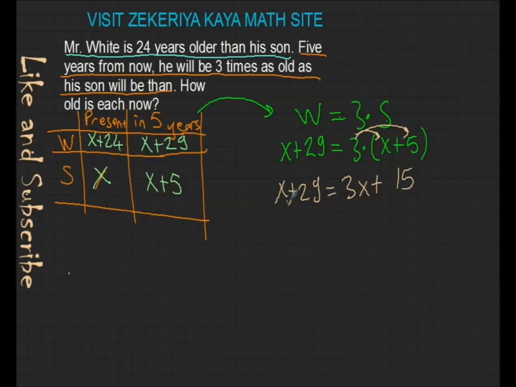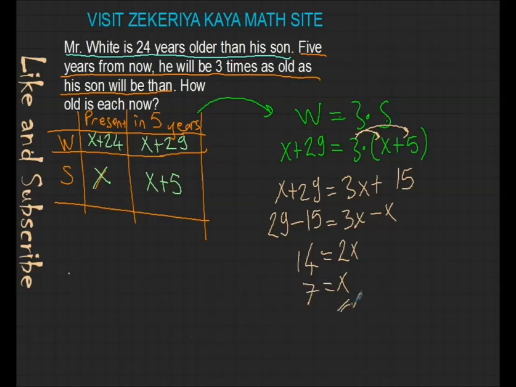Single x is smaller than 3x, so we must always move the smaller one to the other side. That means we will move x values to the right side, numbers to the left. The number 29 is already on the left side. The number 15 is on the right side. I must move it to the left as minus 15. 9 minus 5 is 4, 2 minus 1 is 1, so 14. 3x minus x is 2x, which is equal to, can you tell it directly? Yes. Now everybody can tell it directly, so there is no problem.